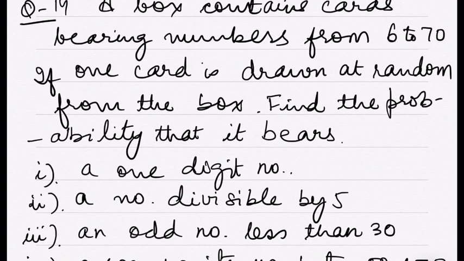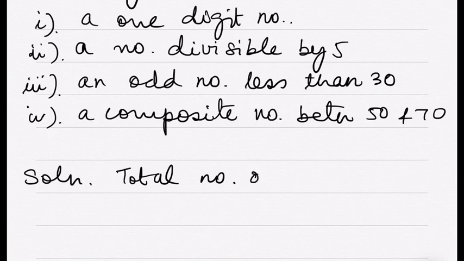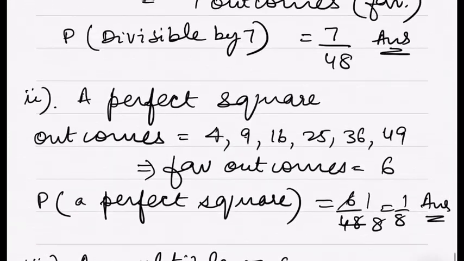A box contains cards bearing numbers from 6 to 70. Okay, the 6 card is also included, so how many cards will there be? 65 cards, right? 70 minus 5, because cards 1 to 5 are not there. So 6 to 70. Okay, solution. Total number of cards, or total number of outcomes, will be equal to 65. Correct? So there are 65 cards.